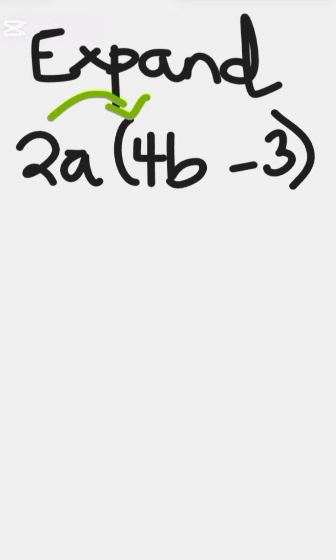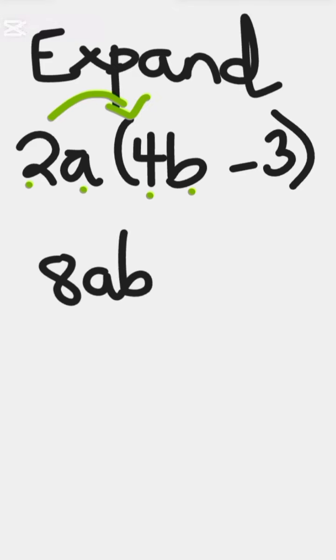So the 2 we have there is going to multiply the number. So the numbers first. 2 multiplies 4 and that gives us 8. And then the a also multiplies the b. Now a times b gives us ab. Then we move on to the next. So the 2a is also going to do the same with the negative 3.